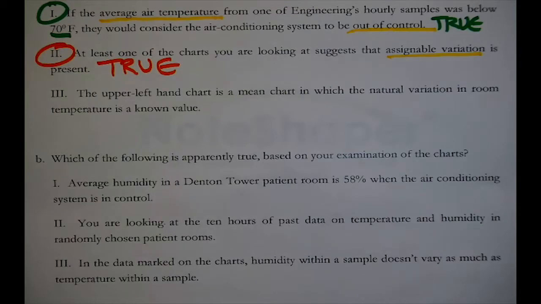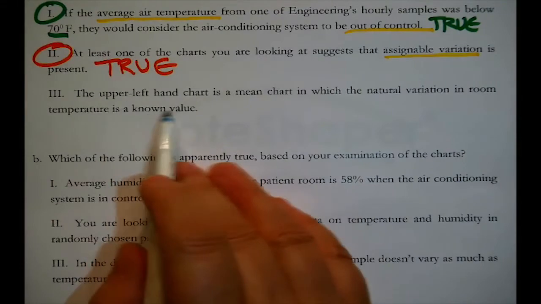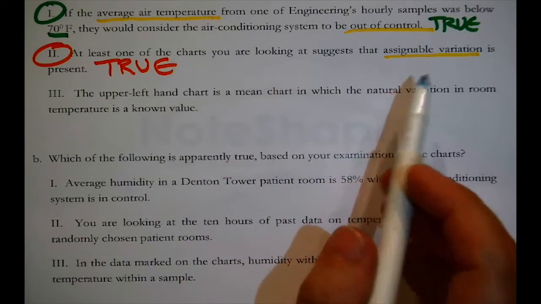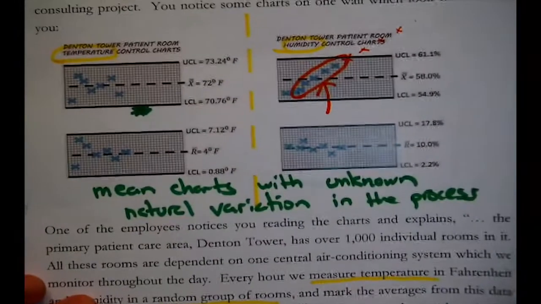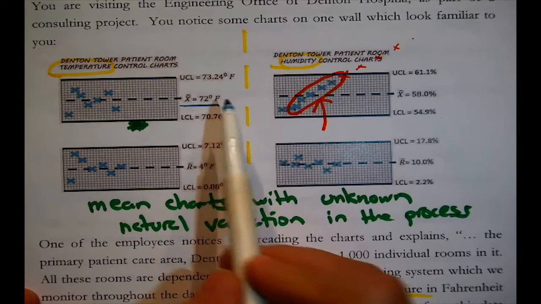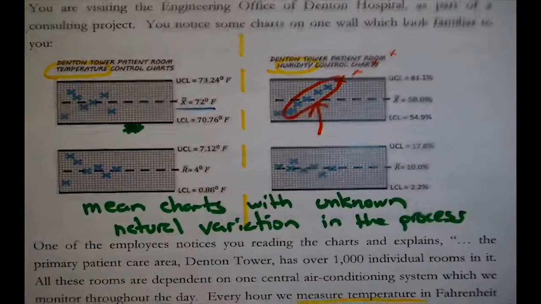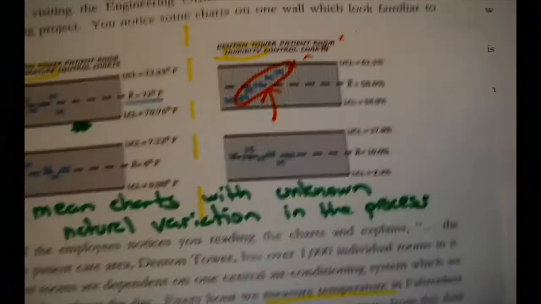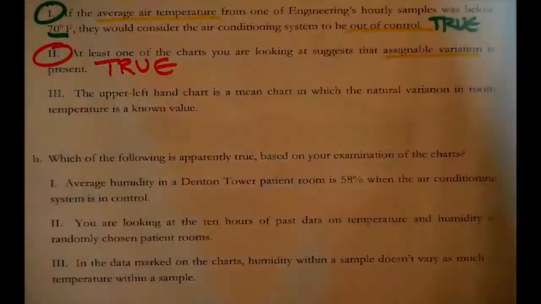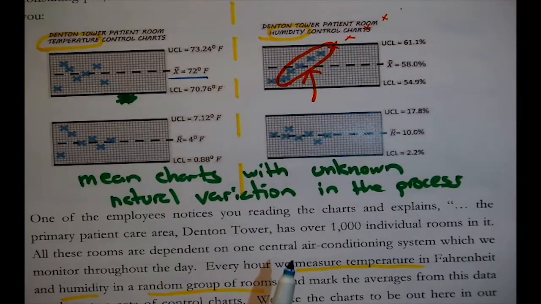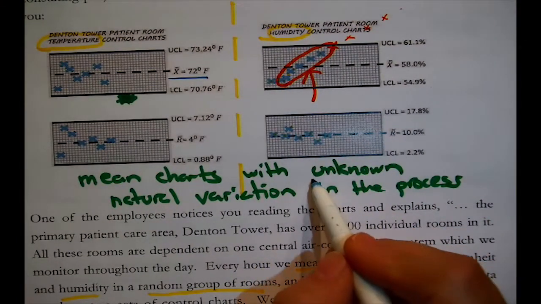Now, third statement here. The upper left-hand chart is a mean chart in which natural variation in room temperature is a known value. So we have to test whether this is true. The upper left-hand chart is a mean chart. Yes, it's a mean chart in which natural variation in room temperature, it does concern temperature. Natural variation in room temperature is a known value. Oh no, this is false.